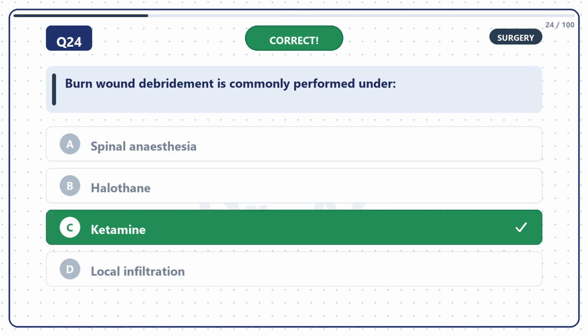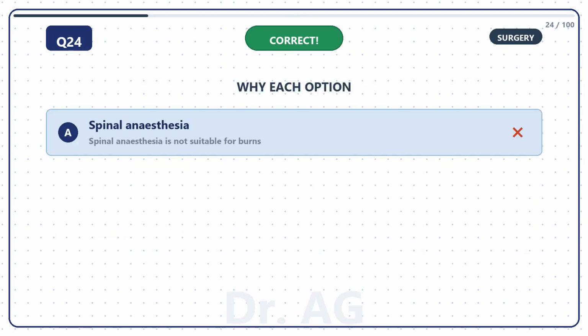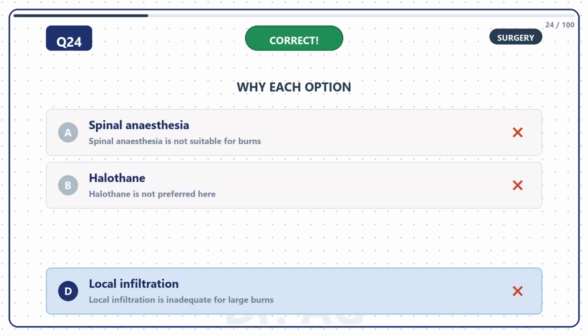The correct answer is option C. Ketamine. Let's go through the options. Spinal anesthesia. Spinal anesthesia is not suitable for burns. Halothane. Halothane is not preferred here. Local infiltration. Local infiltration is inadequate for large burns.